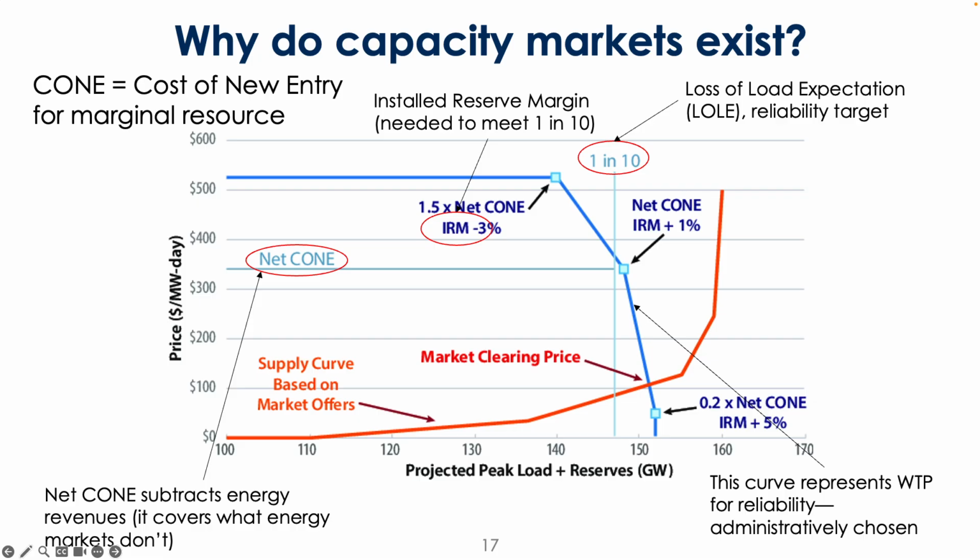Yeah. Is that red curve similar to the dispatch curve? Yes. Kind of, in the sense that, except that it's thinking about capacity as opposed to the marginal energy production.